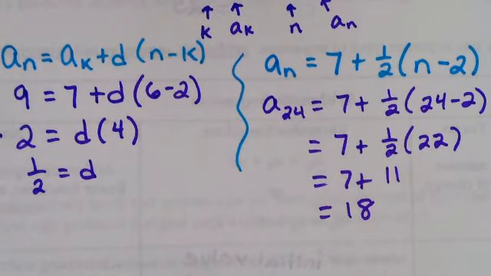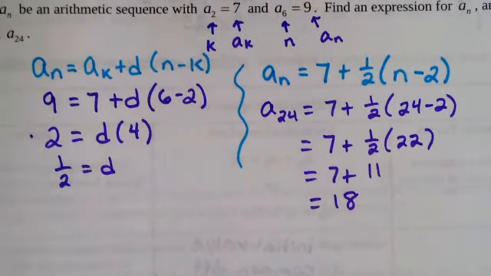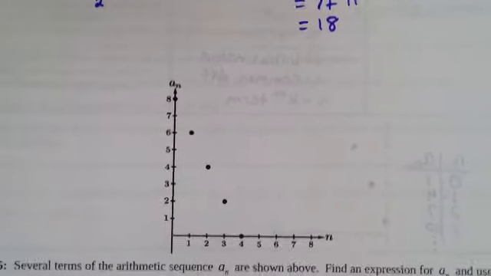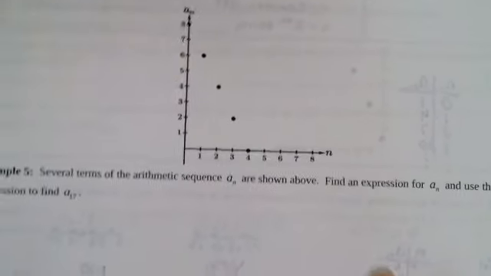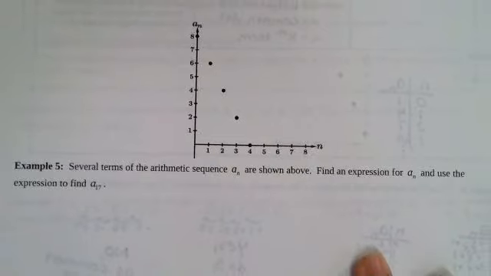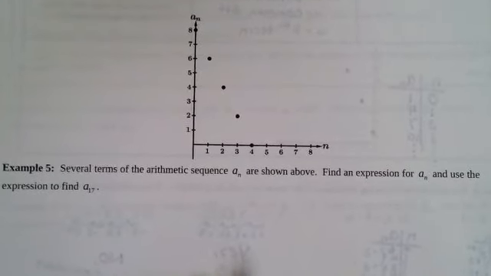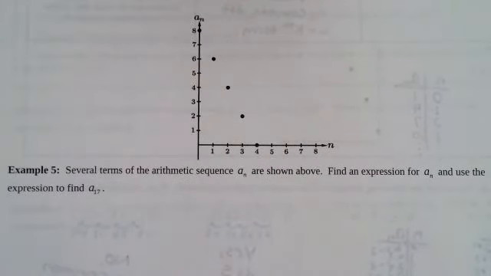Okay, one more example for this video, and then we are going to call it quits for arithmetic sequences, okay? So this one's got a graph to go along with it. It says several terms of the arithmetic sequence are shown below. Find an expression for a sub n and use the expression to find a sub 17. So on this one, there is a little bit of a trick I would encourage you guys to do, which is to look at your graph and use that to find what your different terms in the sequence are.